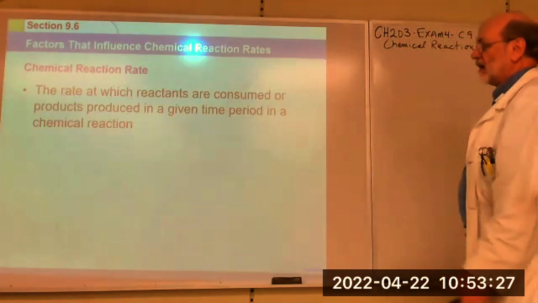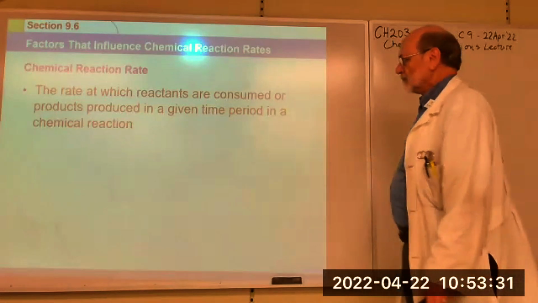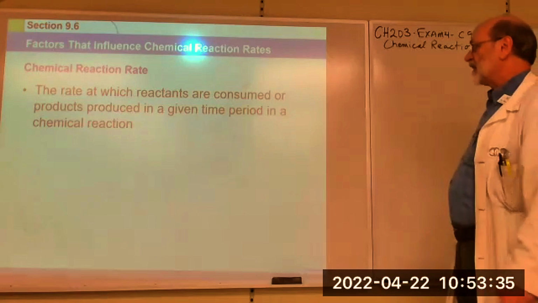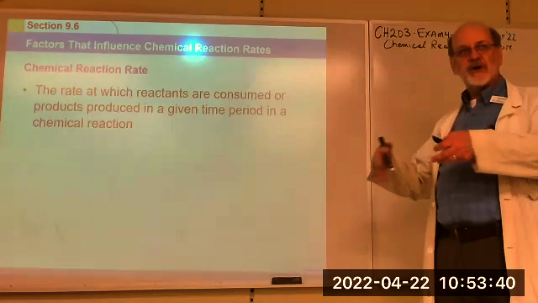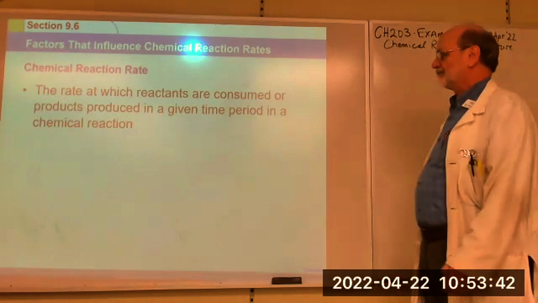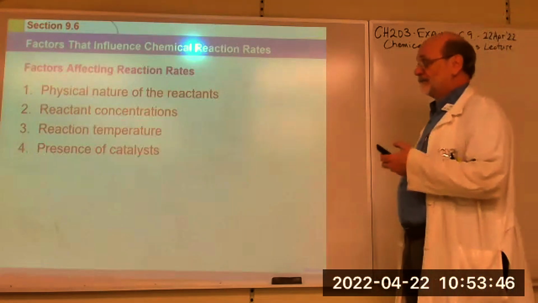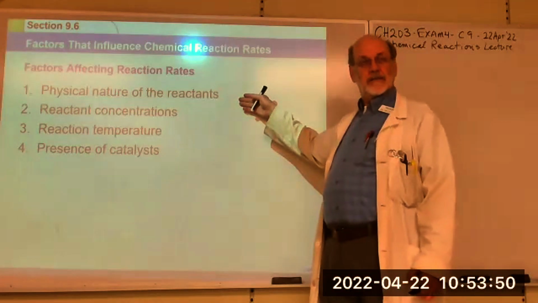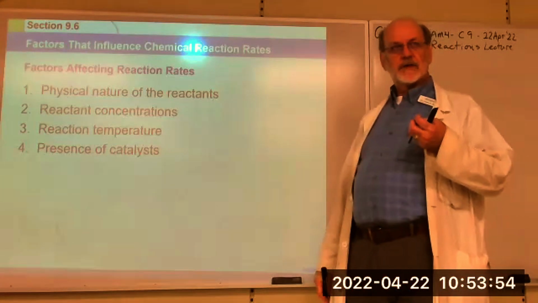All right, so that's what we mean here. Chemical reaction rate is referencing kinetics. The rate at which a reaction proceeds. Reactants are consumed and products are produced over a given period of time. Now, what affects the reaction rate? Well, the physical nature of the reactants, right? How finely divided are they, especially for solids?